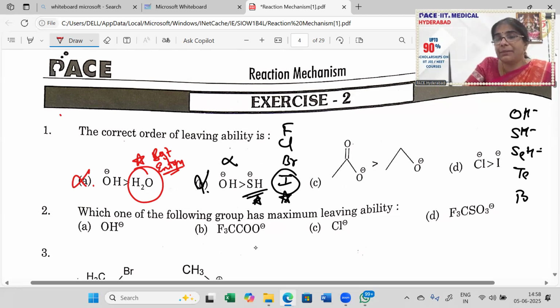And Cl minus and I minus. I minus is a better leaving group. So option D is also wrong. Option C is right. See, because as you can see, O negative puts in a bond, the bond breaks down, O minus.